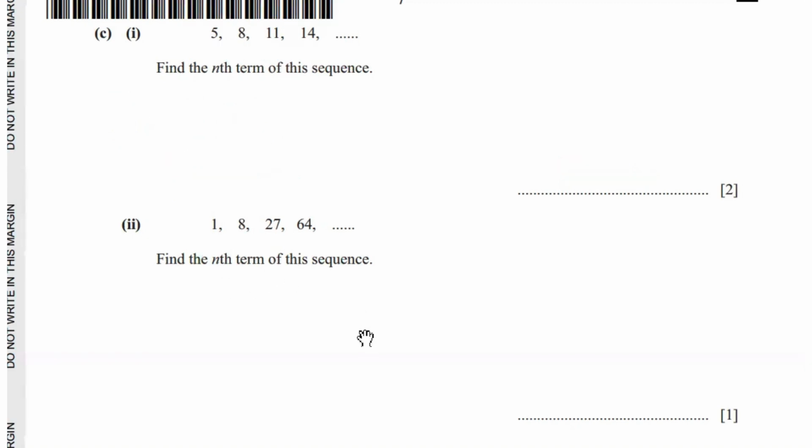Then it says find the nth term of this sequence. So for the nth term of this sequence, we can see that there's no common difference. However, we can see that they're all cube numbers. 1 cube, 2 cube, 3 cube, 4 cube, and so on. Which means the nth term is n cube. Because whatever the term is, like wherever it's placed, we're cubing that number. So n cube is our answer for this.